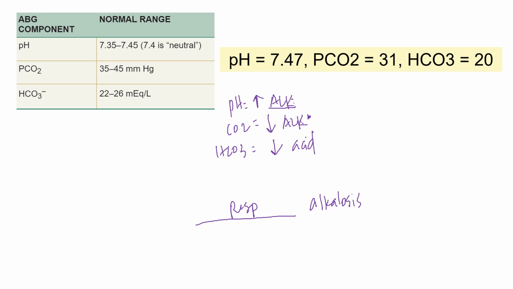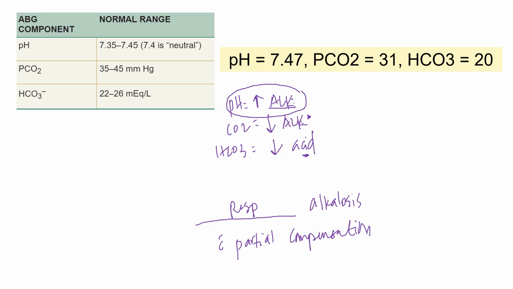Now, what is the significance of this bicarb level being so low, causing it to be acid? Well, this means the body is trying to regulate it and fix the problem. So this would be respiratory alkalosis with partial compensation. The body is trying to fix it, but it's not fixing it because we're still in alkalosis. If this were fully compensated, then our pH would be normal, but these values would still be abnormal.